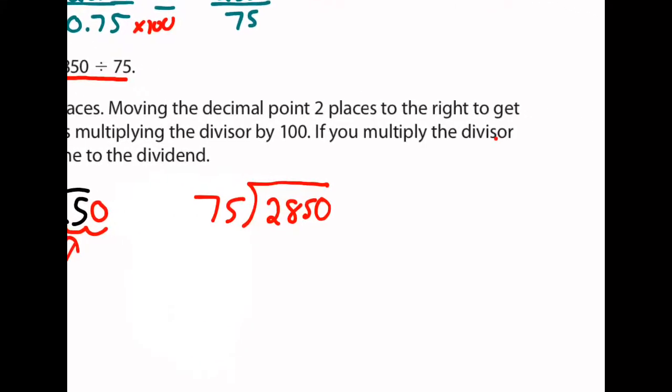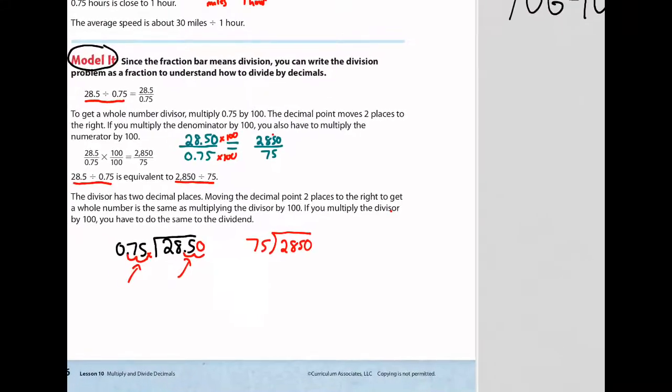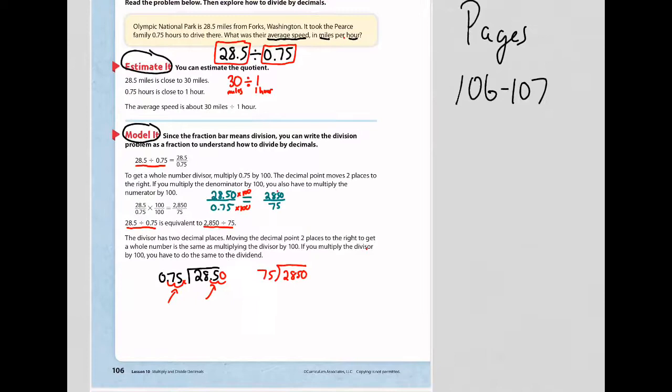And now, this is the division problem I'm going to solve in a little bit. All right, or you're going to solve in a little bit. I should say it that way. Okay, so now, you could always rewind and watch something again if there was something you didn't understand.